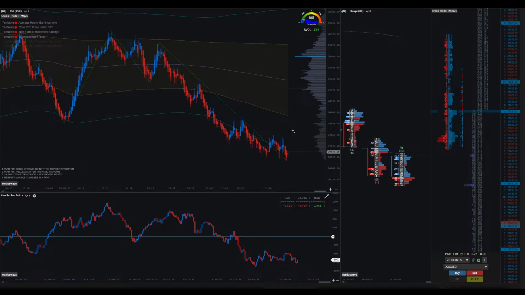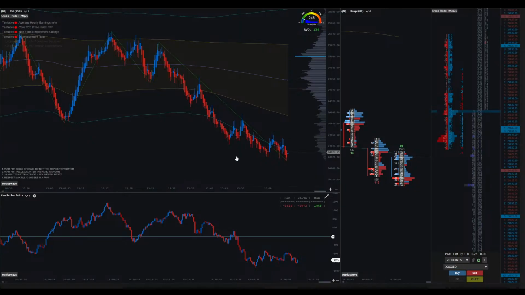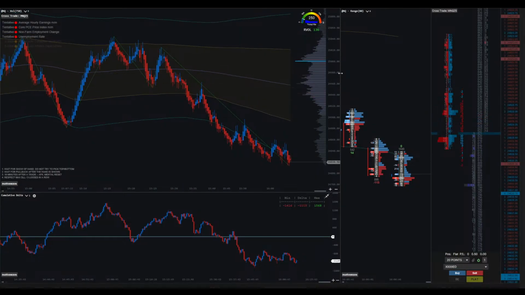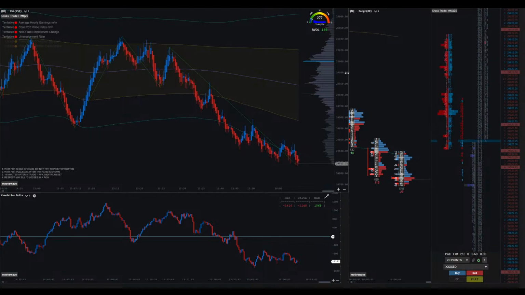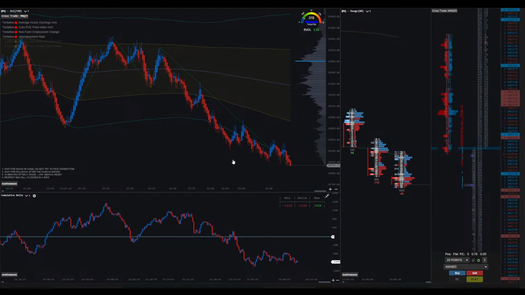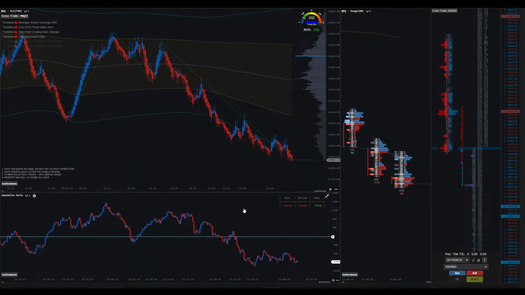Now, if it rotates and gives clean entries to shorts, like as continuation, which it really hasn't, every moment in the market is unique, then I can jump on those. Usually, a very strong trend is going to have very shallow micro pullbacks. And that's what you're seeing on Nick's chart.